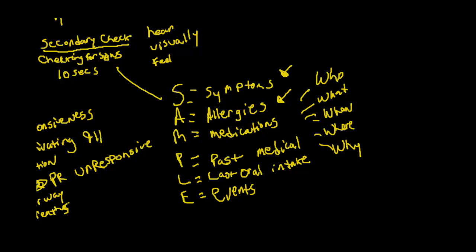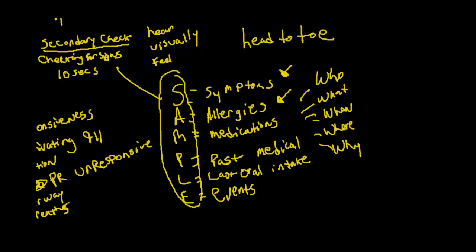Now, your SAMPLE history is useful, especially if the person's responsive. And if they're responsive during your secondary check, it may not be just as simple as checking for signs of life. Of course, you're going to do that. But if they're responsive, it can be more extensive, where you do a head to toe. So you're starting with the head, going to the eyes, and so forth, and you just go down the body. There's a whole list, the order that you should go in, in your book.